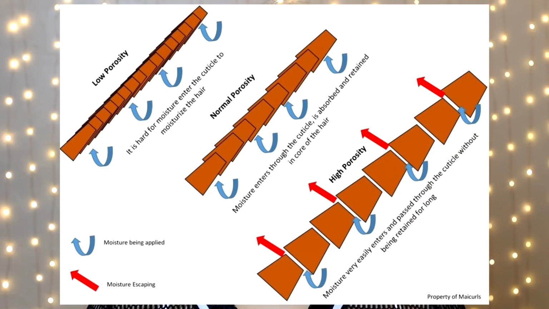Each of our hair strands has an outer layer called the cuticle, which is what opens up to allow moisture in and onto the hair strand. How easily the cuticle flaps open up and also how well they stay closed is what determines hair porosity. There are 3 levels of hair porosity: low, medium or normal, and high porosity. And depending on hair porosity, some products will work better than others.